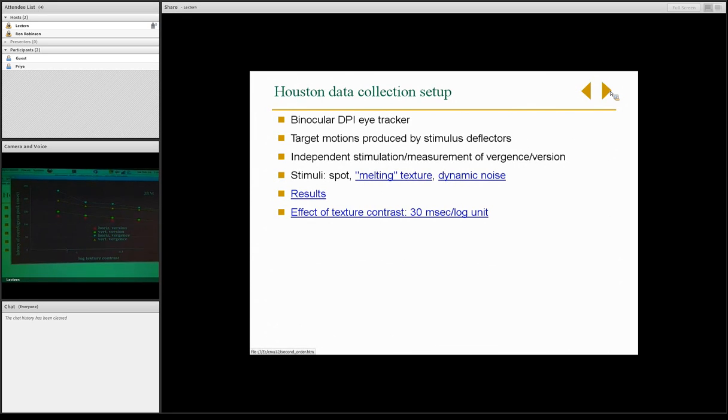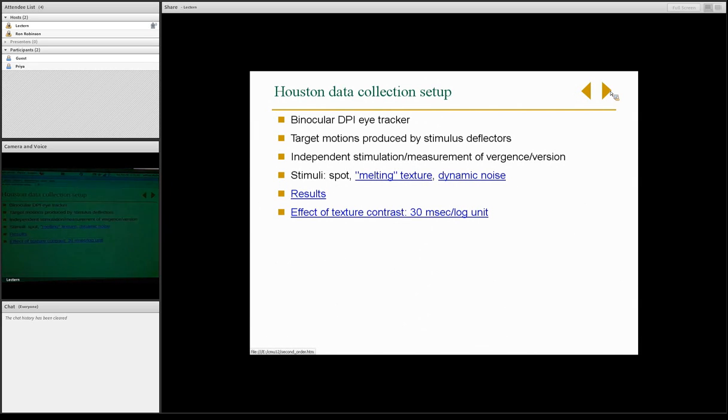Go ahead. When you were showing that dynamic noise image, it looked to me like there were horizontal lines in the image. What's up with that? That could be an artifact of the projector, or the screen. This is not what we use for the experimental stimulus.